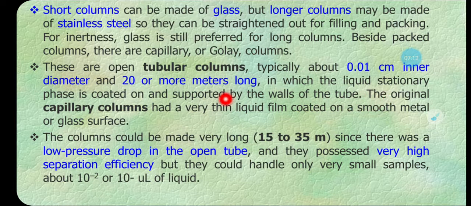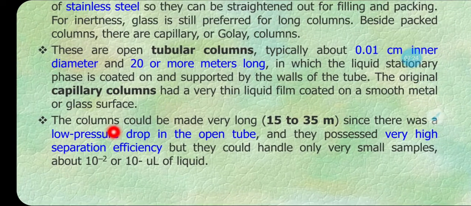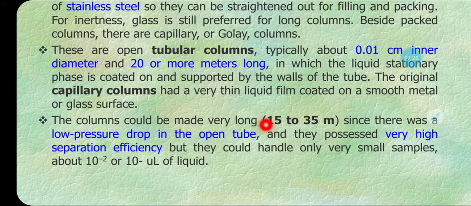The original capillary column had a very thin liquid film coated on a smooth metal or inner glass surface. The column could be made very long, 15 to 35 meters, since there was a low pressure drop in the open tube, and they possess very high separation efficiency, but they could handle only a very small sample, about 10 raised to minus 2 to 10 microliter of the liquid.